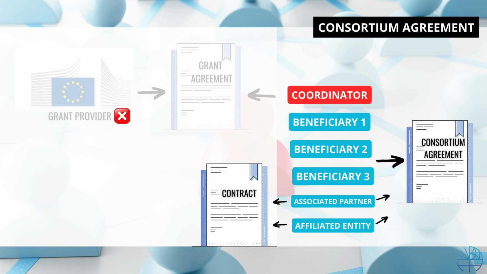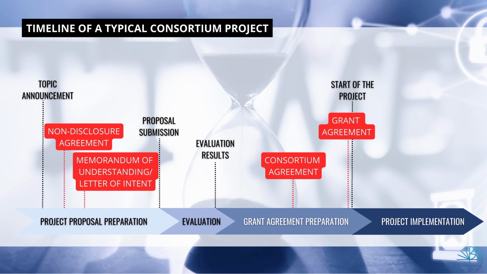Negotiations for the consortium agreement are typically initiated by the project coordinator after the project has been approved for funding. It is recommended to conclude the consortium agreement before signing the grant agreement to clarify the rights and obligations of the parties before committing to project implementation with the European Commission. However, neither the program rules nor the grant agreement require that the consortium agreement is signed before the grant agreement.